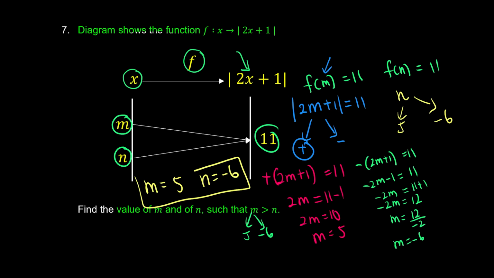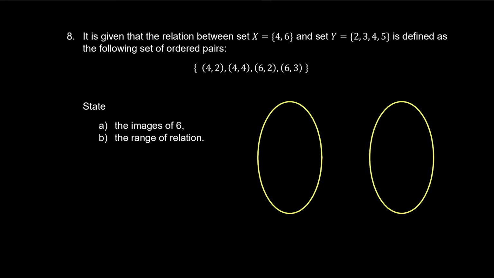Then we are done. Question number 8. Given that the relation between set x and set y is defined as the following set of ordered pairs. So they give us the function in terms of ordered pairs. So we're going to try to translate this to something we are more familiar with, the arrow diagram. They say set x and y consist of these numbers. We just need to plug them in: 4 and 6, and we're going to have 2, 3, 4, 5.